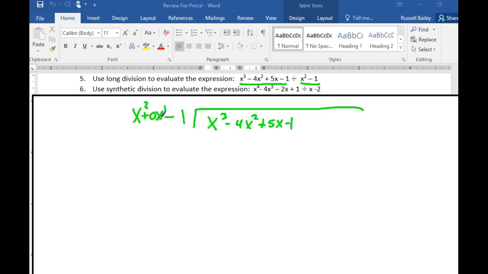But the reason why we do that is because it allows the like terms to line up when we do this process. So you want to make sure that all your terms are accounted for from the beginning. So sometimes you'll have to do it in only one of them. Sometimes you might have to do it in both.